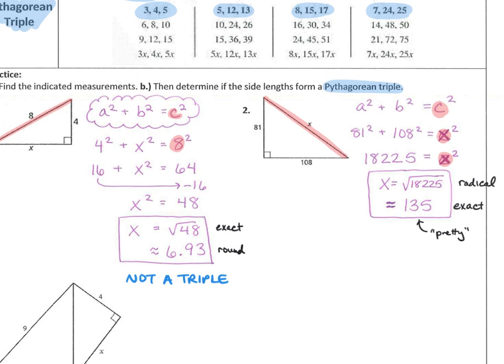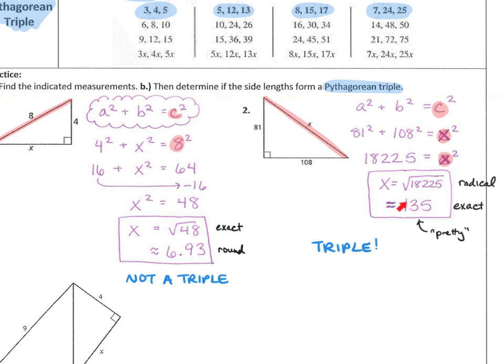But if you get an answer where all of the numbers are whole numbers, like in example 2, where you have 81, 108, and 135, those are all part of a triple. This is actually a scaled up version of this Pythagorean triple. If you take the number 3 and multiply it by 27, and then 4 times 27, and then 5 times 27, that equals these side lengths.